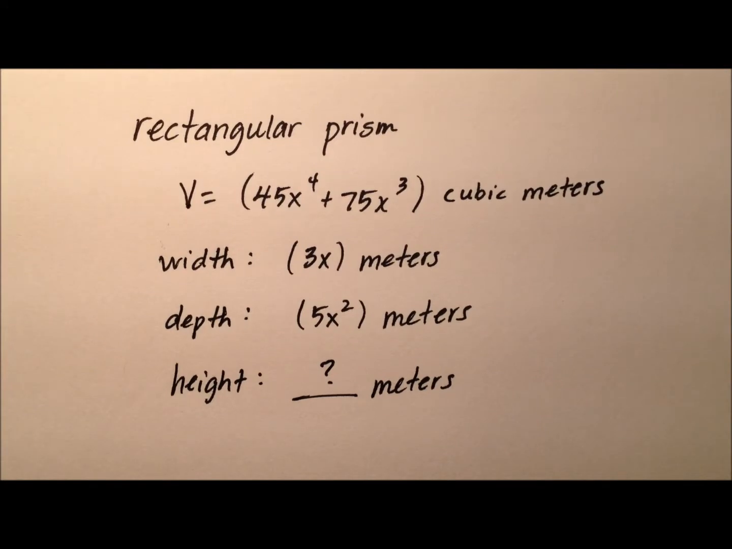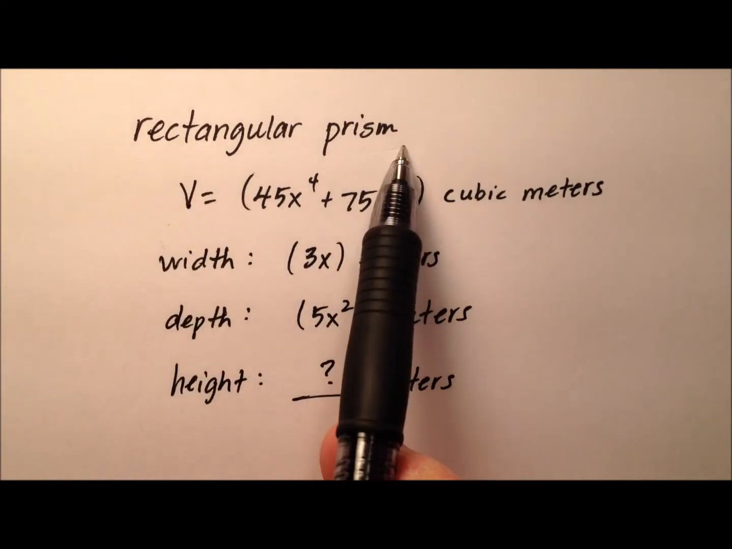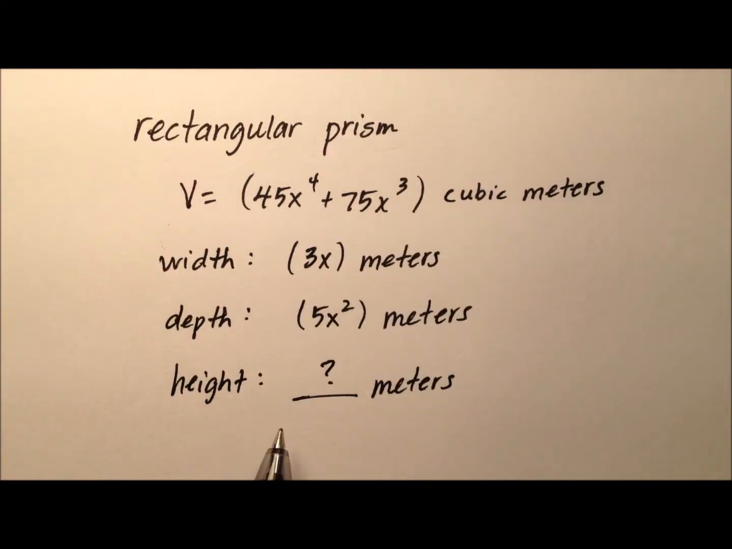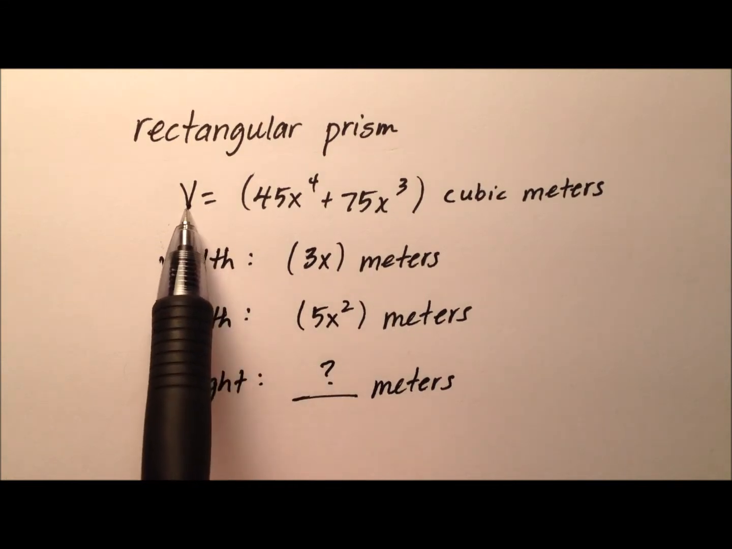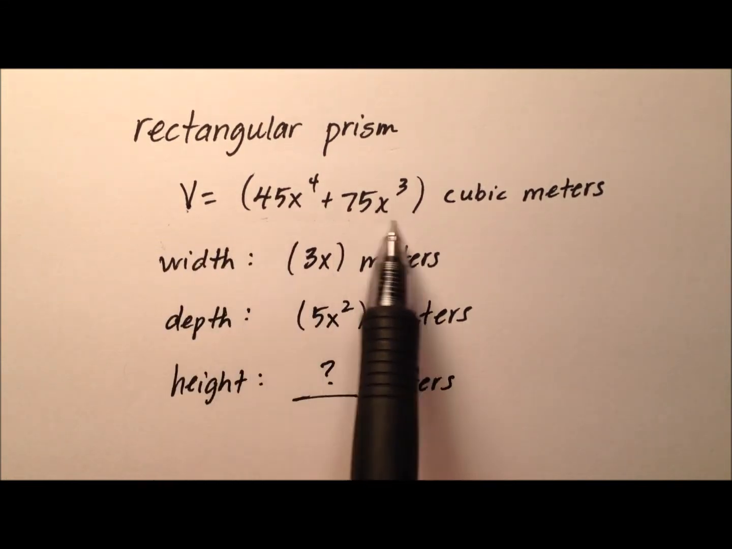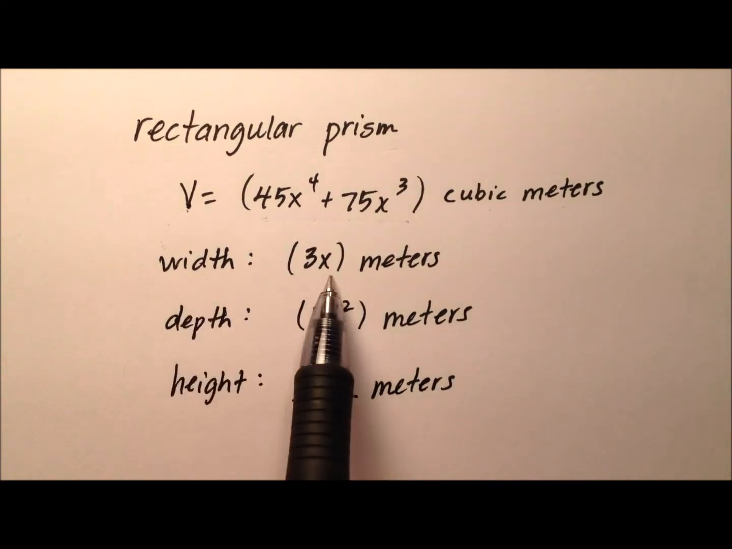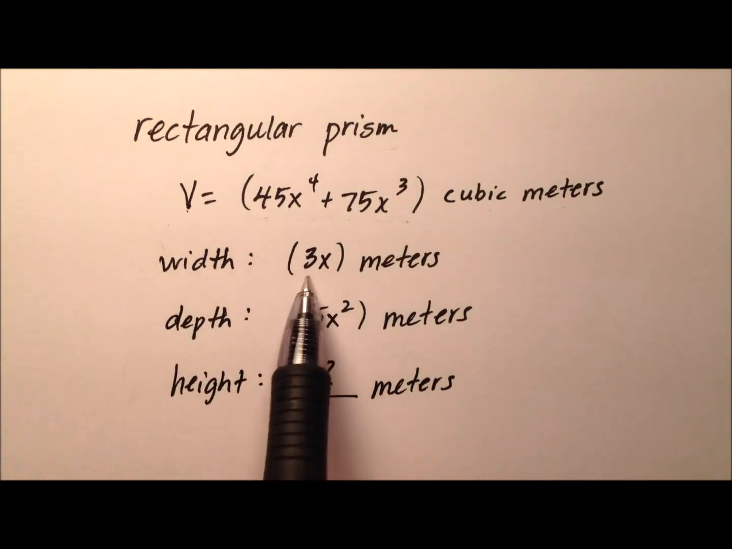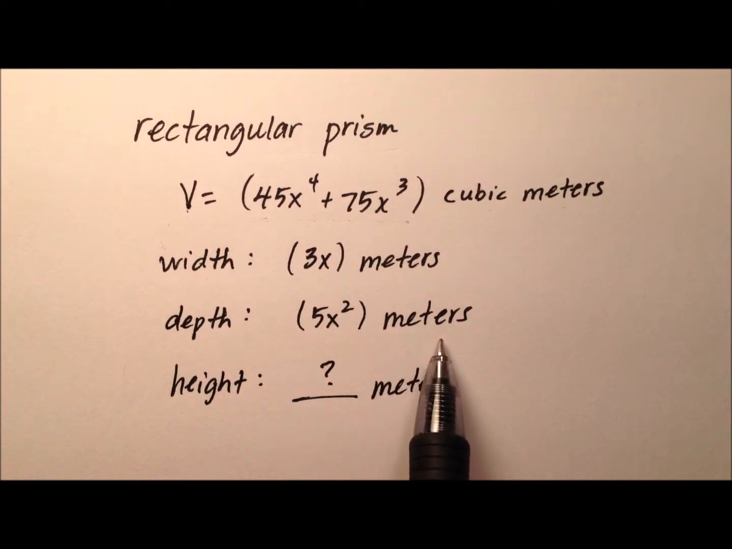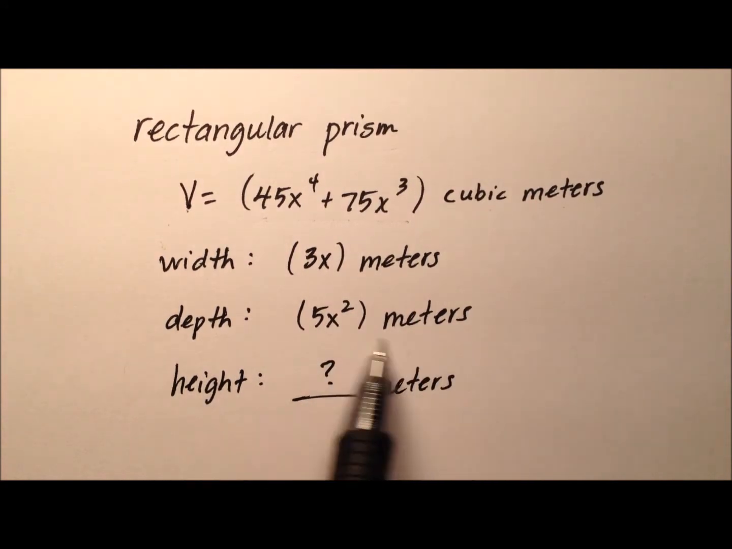In this example, we're going to be discussing a rectangular prism, and we have some information here about that prism. We know the volume is given by this algebraic expression, and it's in cubic meters. We also have its width and its depth, and both of those have algebraic expressions. But what we're looking for here is the height. We're not sure what the height is.